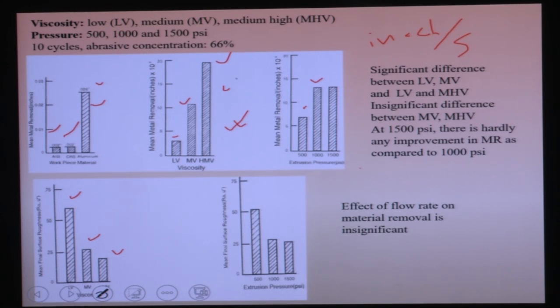So if you want to do machine polishing on a harder material, obviously we shall go for a higher viscosity of the media, and when we are polishing softer material like brass and aluminum, then we shall go for a lower viscosity of the media. And also you can see with the 500 psi pressure, your final surface roughness is not that good, but at 1000 and 1500 psi pressure, your final surface roughness improves. There is hardly any improvement between 1000 and 1500 psi pressure. And also the effect of flow rate on metal removal is insignificant.